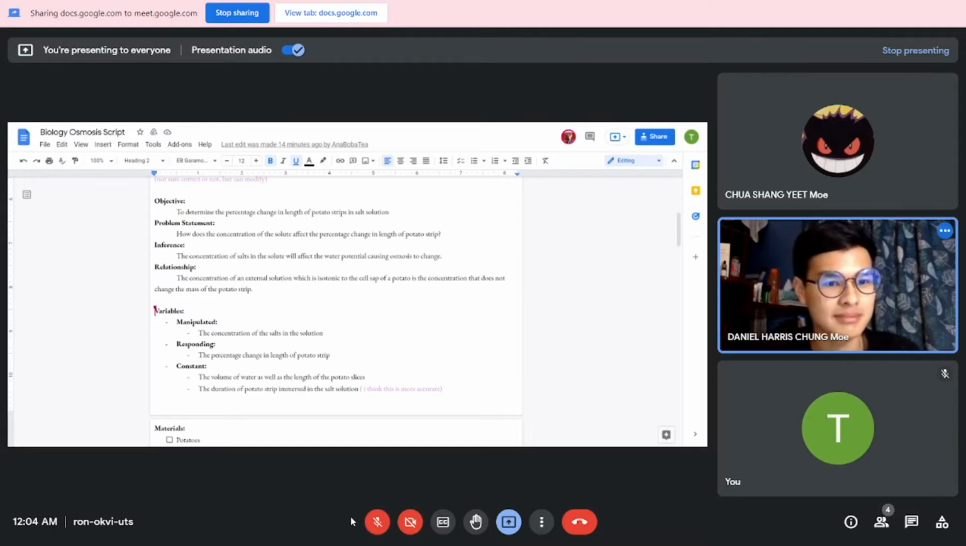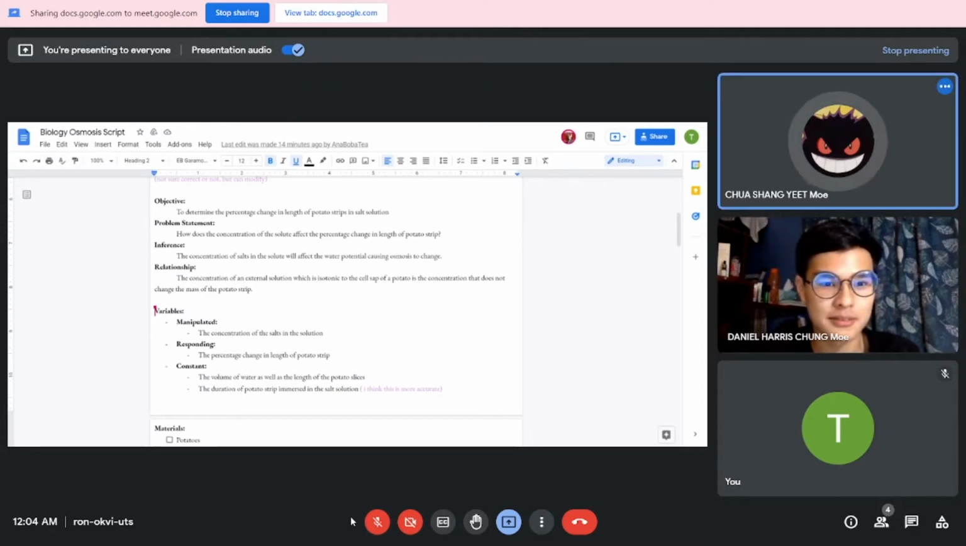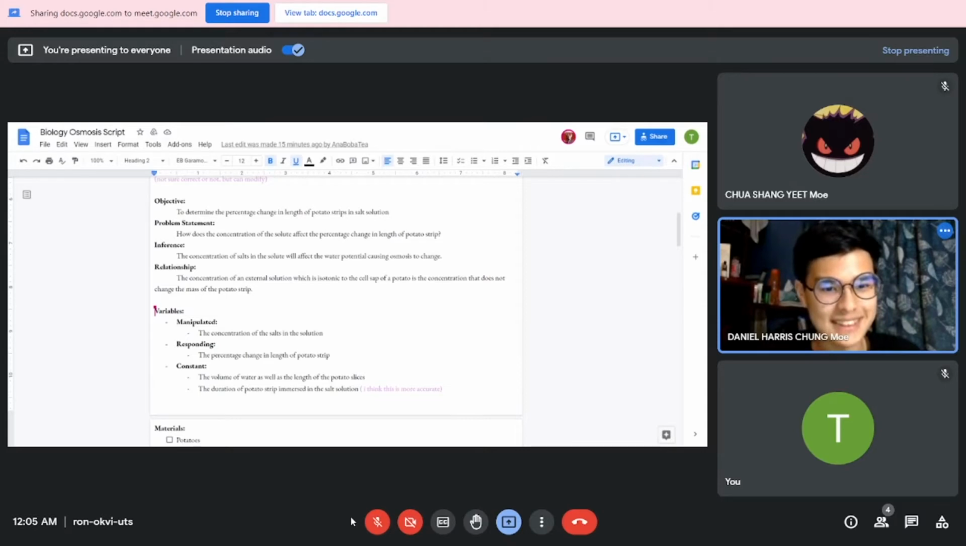Yes, teacher. For the manipulated variable is the concentration of the salt in the solutions. For the responding variable, the percentage change in length of potato strips, and for the constant variable is the duration of potato strip immersed in salt solution. Yes, those are correct answers. Thank you for your answer, Shang Yi. Pay attention to my class.